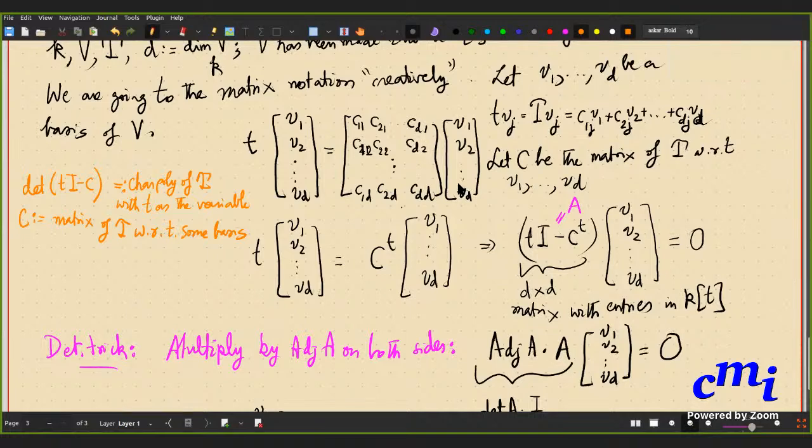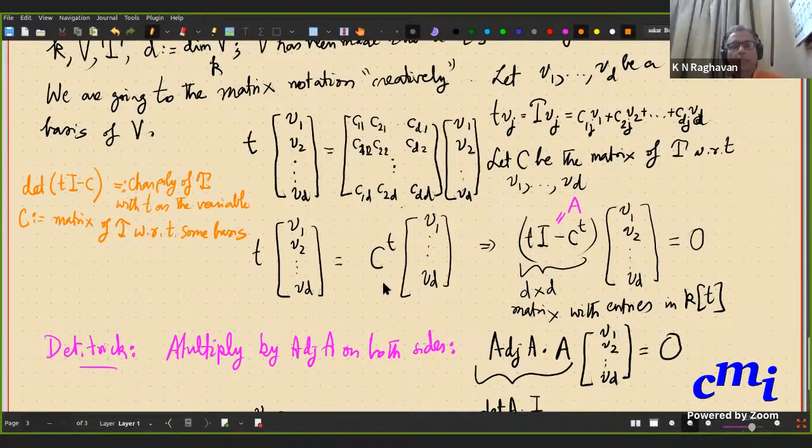Yes, sir. Okay, and that is just this, right? Because this matrix here is just the transpose of C. Here it's C11, C21, Cd1. So here is the first row of C, here is the second row of C, here is the dth row of C. So that's C transpose, correct?